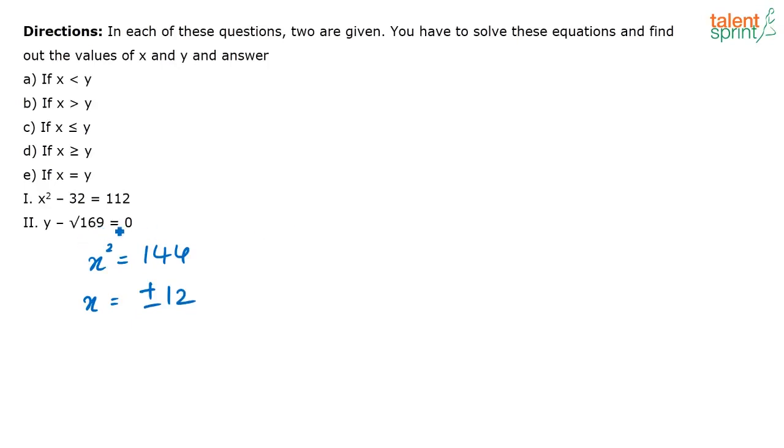Now you have y minus root of 169 is equal to 0, or I can say y is root of 169. What is root of 169? It is 13. Correct? So here x is equal to 12 or x is equal to minus 12. Y is always 13.